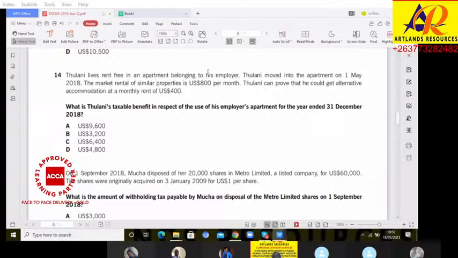Now, Tulani lives rent-free in an apartment belonging to his employer. Tulani moved into the apartment on 1 May 2018. The market rental for similar properties is 800 per month. Tulani can prove that he could get alternative accommodation at a monthly rent of 400. What is Tulani's taxable benefit in respect of the use of the employer's apartment for the year ended 31 December 2018? Talk to yourself.